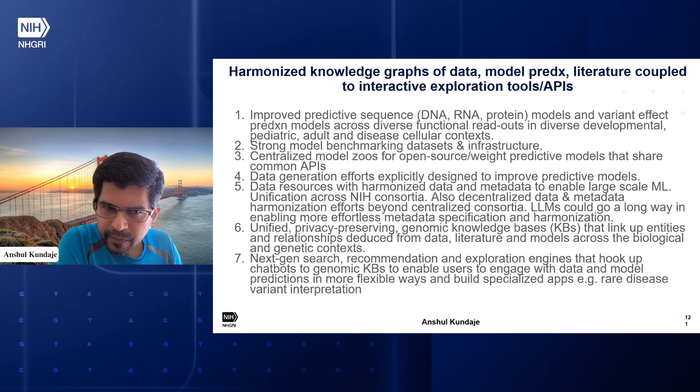Number five is we need data resources with harmonized data and metadata. The latter is really important. The biggest challenge, I think, to large scale ML is actually not just data. It's the lack of harmonized metadata. For example, even across NIH consortia, we do not have harmonized metadata. It becomes incredibly difficult to operate. That's a no-brainer that should happen proximally, which will have big impact.